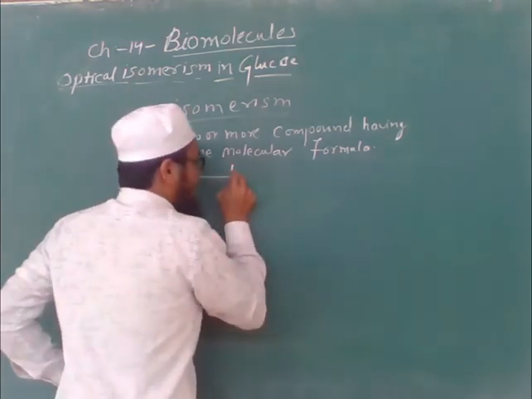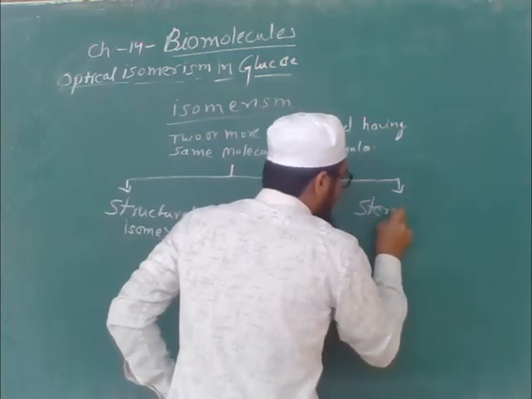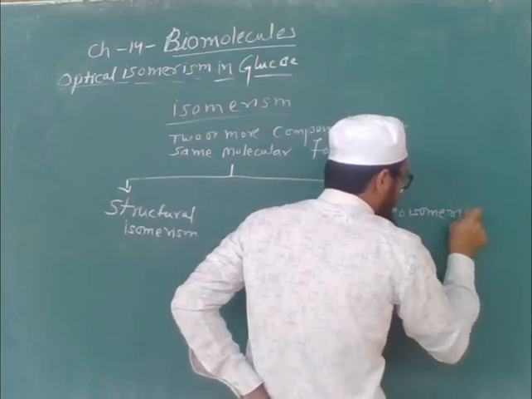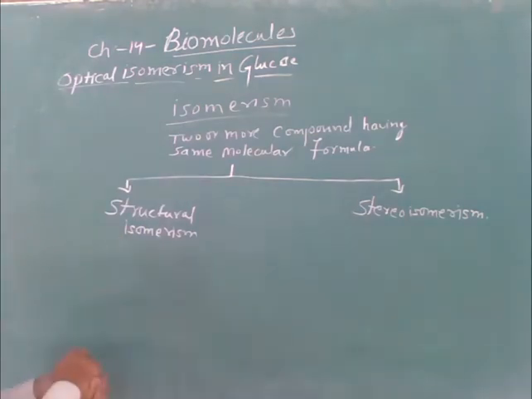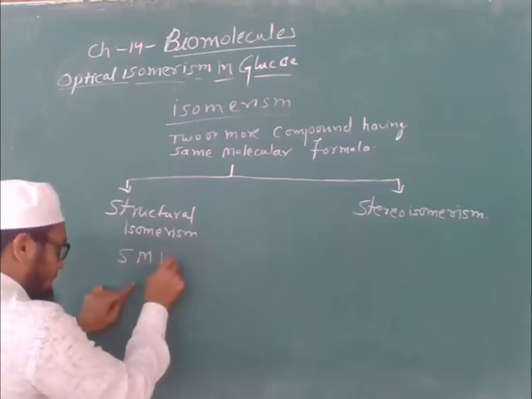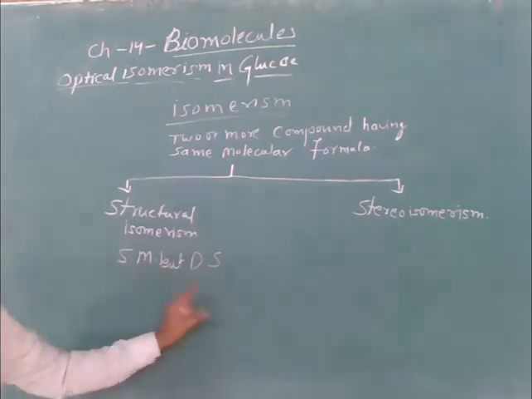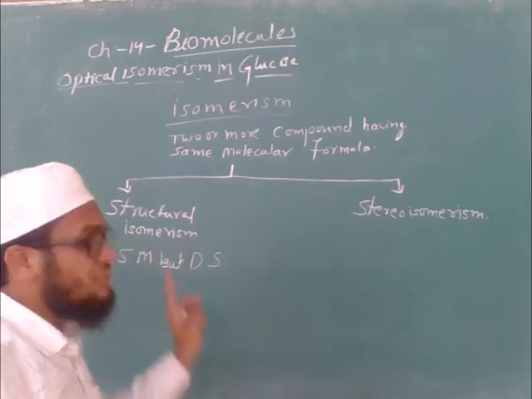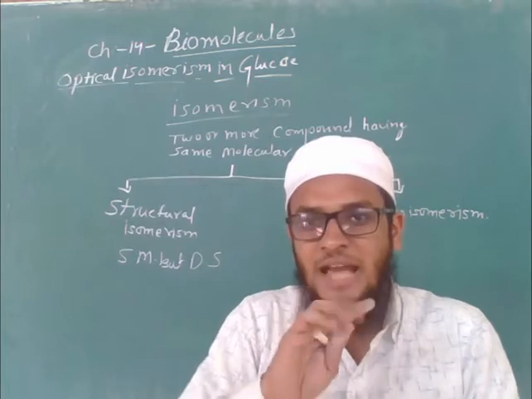And the second one is stereoisomerism. So what is structural isomerism? Compounds having the same molecular formula but different structural formula are said to be structural isomers of each other, and this phenomenon is known as structural isomerism.